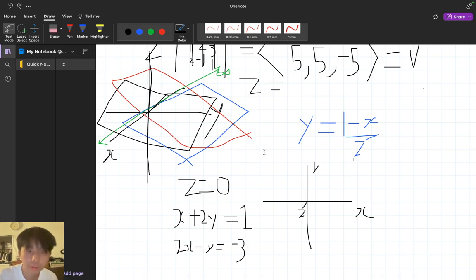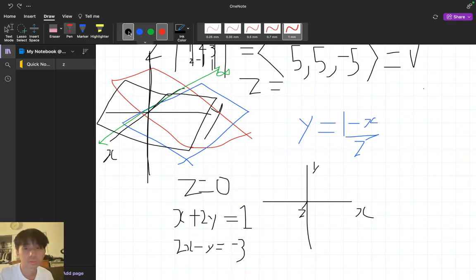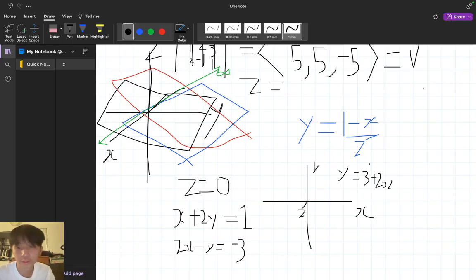So y equals 1 minus 2x, right? And then y is also equal to 3 plus x. And if we solve these two equations, we would get x equals 4. I'm gonna skip that part, but just know it's x equals 4.